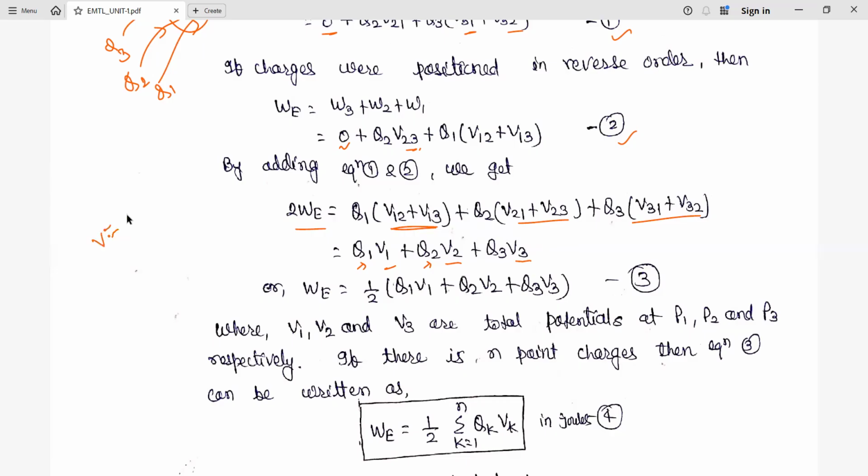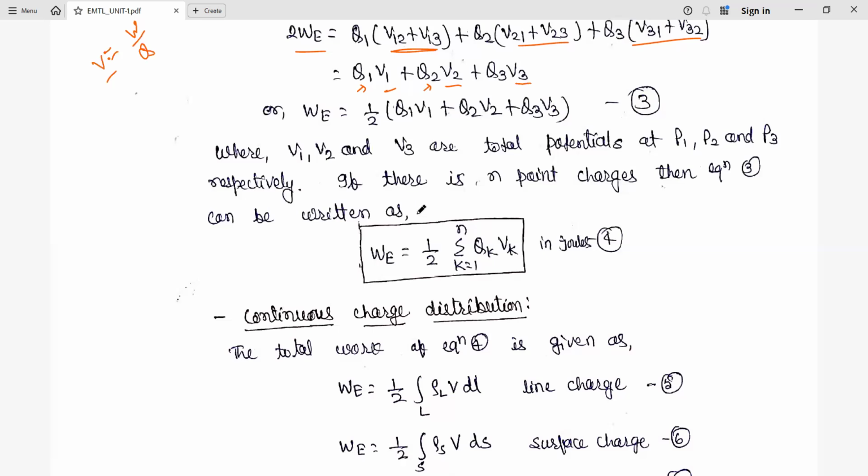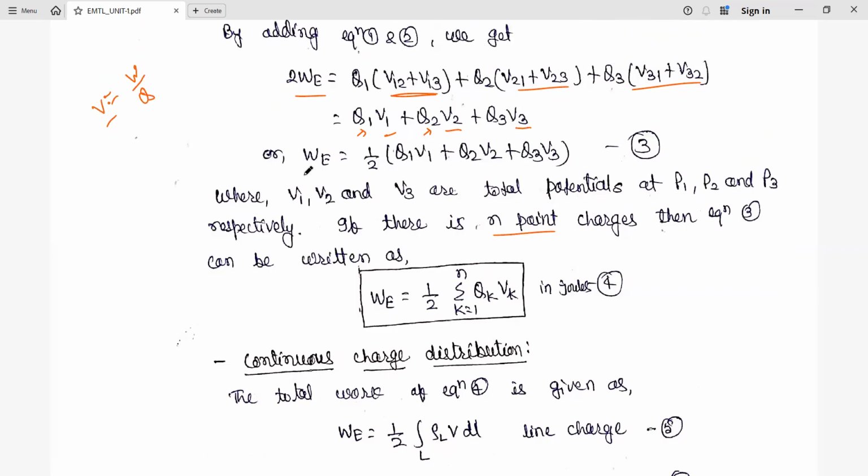That is the work done to bring the unit charge. That was the potential. So now finally, this one we can summarize. So this one we considered only for 3 charges. It can be for n point charges. So in that case, we are using 1/2 summation. So here this WE came and this 1/2 was on the left side, that we brought to the right side. That's why we got here 1/2.